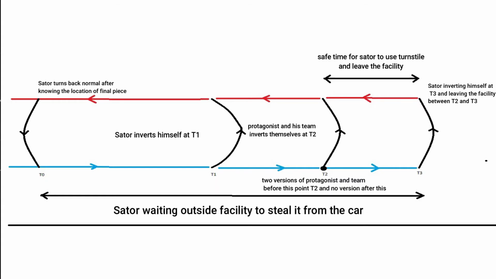Now, all Sator needs to do is wait for the protagonist and his team to invert themselves and use the same turnstile to invert him, because there will be no version of the team guarding the machine after the point of inversion, as both versions exist until the point of inversion and no version beyond that, similar to when we say Sator inverted himself. He just needs to leave the facility in the time frame between him inverting himself with the piece and the protagonist and his team inverting themselves, or he will collide with them and the matchup isn't going to end all too well for him.